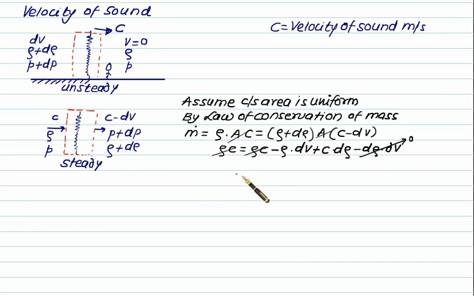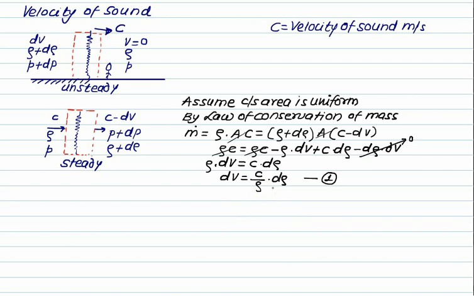In that case we get the term rho into dv equal to c times d rho, or dv equal to c divided by rho into d rho. Let's call this equation number 1. So by applying the law of conservation of mass, we have the change in velocity equal to the velocity of sound divided by density multiplied by change in density.